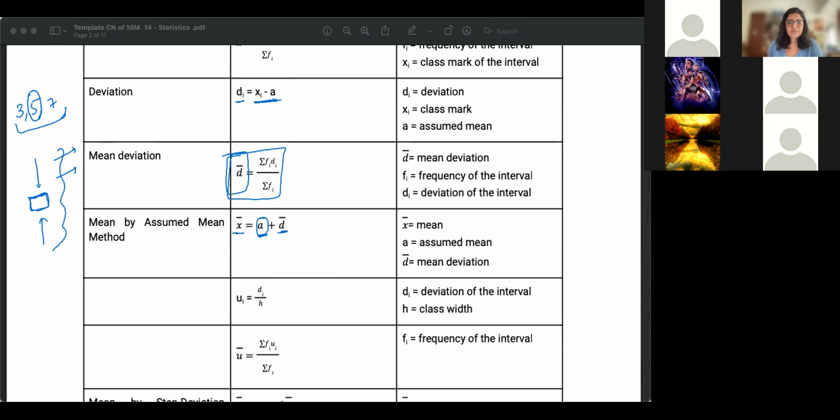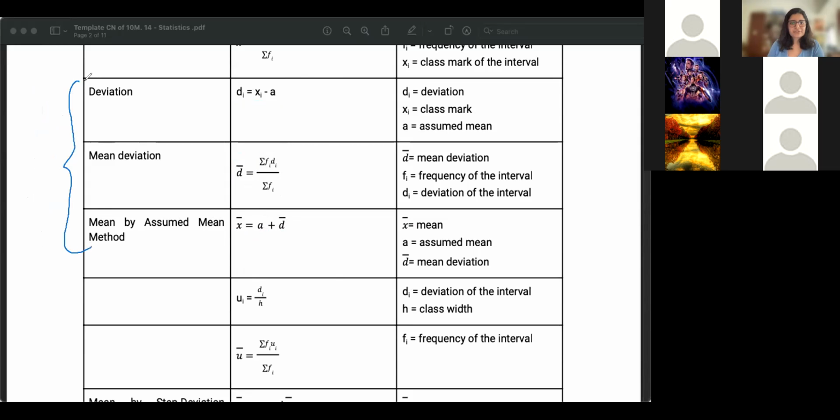So note down these three sets of formulas. What is deviation? What is mean deviation? And then how can you find the mean by the assumed mean method? Once you're done with this, we'll do a problem based on the assumed mean method.